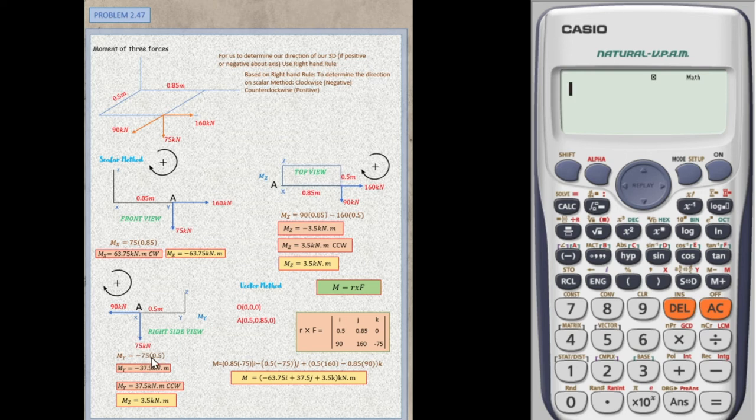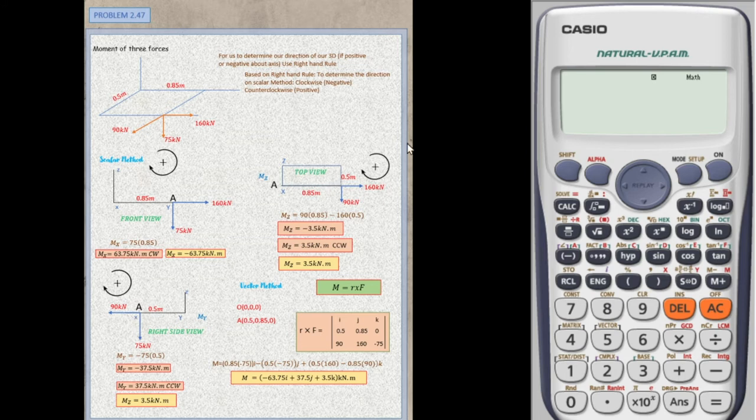So negative 75 multiplied by 0.5, and since it gives me a negative answer, my assumption should be in the counterclockwise direction. And since this is in the counterclockwise direction, based on our right hand rule, counterclockwise is positive, so therefore our moment about the y-axis is in the positive direction. So here, guys, 75 kilonewton has a moment since it has a perpendicular distance, while 90 has no moment since, as you can see, the 0.5 meter is parallel to our force 90 kilonewton.